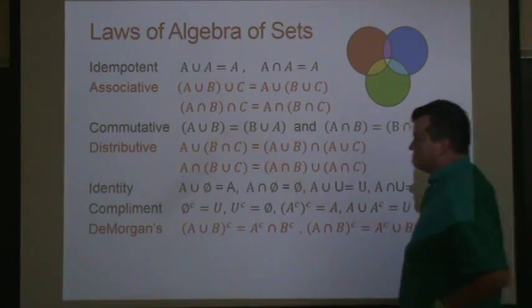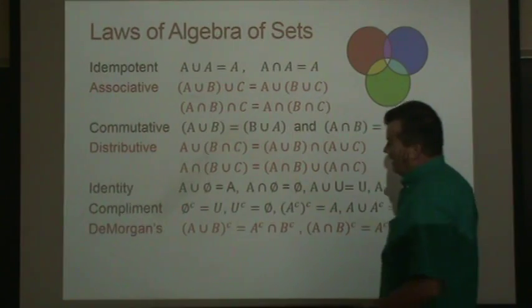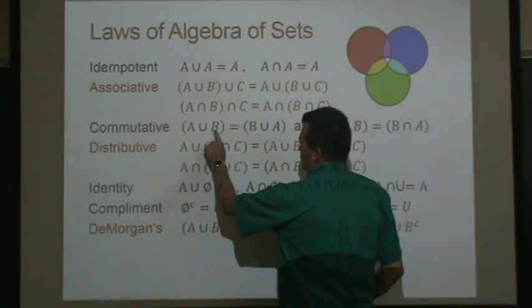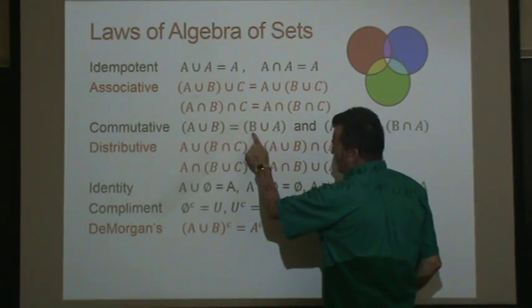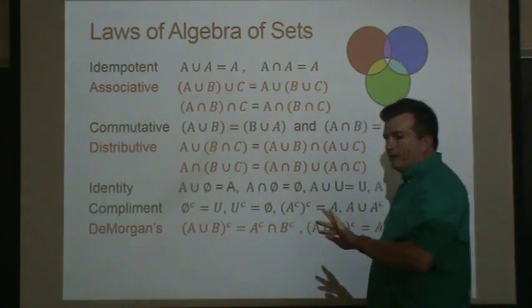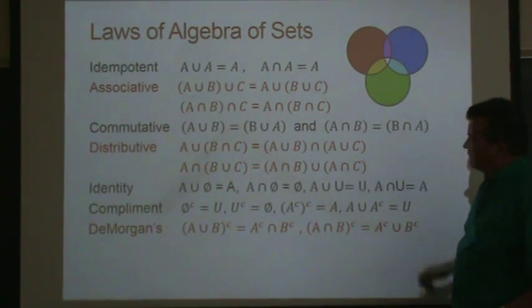The commutative law is just saying left side and right side don't matter. If you took a set A and then added every member who's in B that's not already in A, that's the same as taking the set B and adding all the members that are in A but not in B. And same thing's true with the intersection operator.